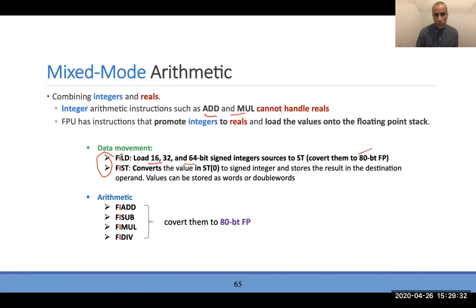Or if you don't want to do it this way, you can also use any of the fadd, sub, or mul, but you're going to do it just for integers. So they're going to automatically convert the integer, those instructions here and those instructions there.